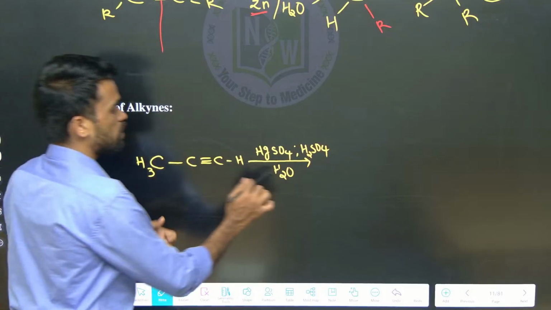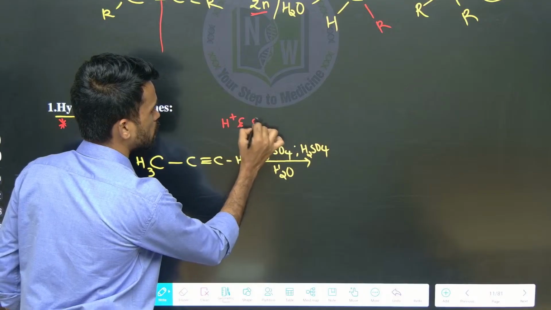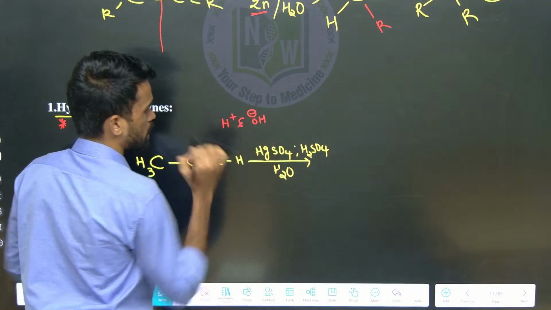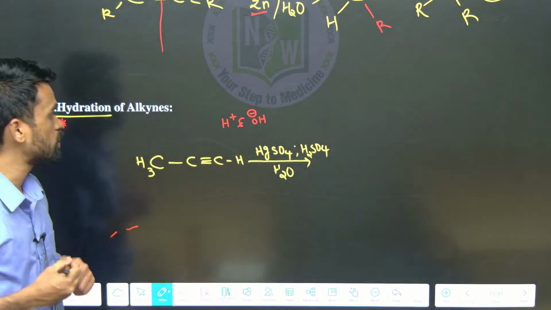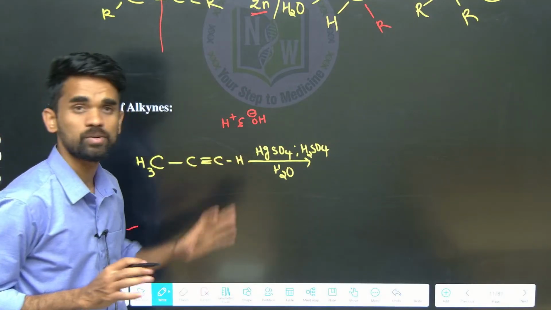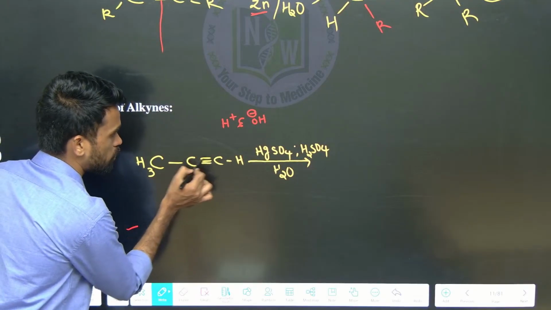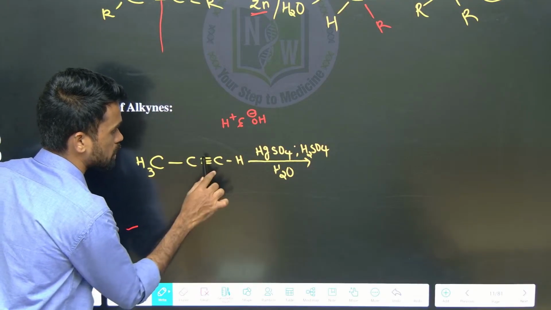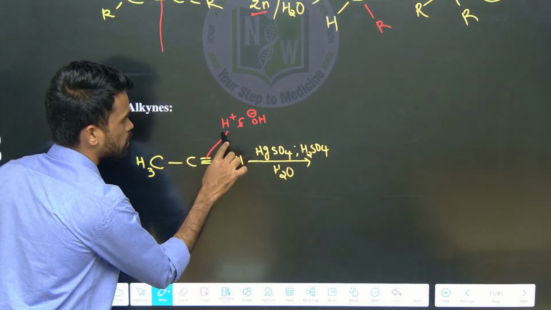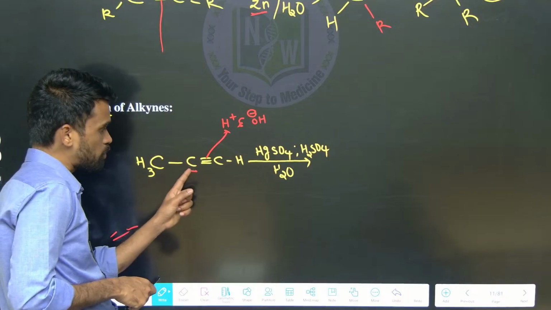See, addition of water is nothing but adding one H plus and one OH minus ion. Only these two things we are adding now. Water is nothing but H plus and OH minus. I am saying it in a simple way. Now, the pi electrons present between these two carbons will accept a proton. Once it accepts this proton, this carbon will get a positive charge.